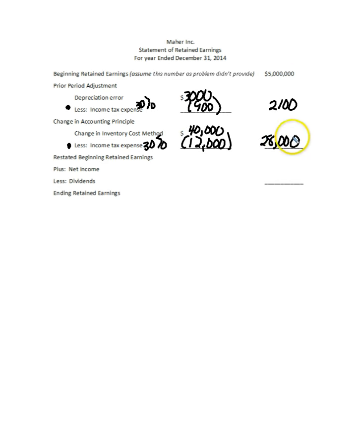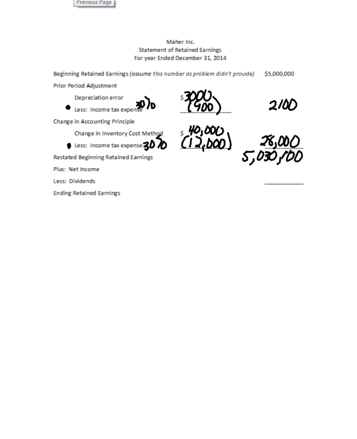Okay, so $5 million, factor in those two. We're going to restate our beginning retained earnings to $5,030,100. Okay, so now we have our beginning retained earnings, $5,030,100.